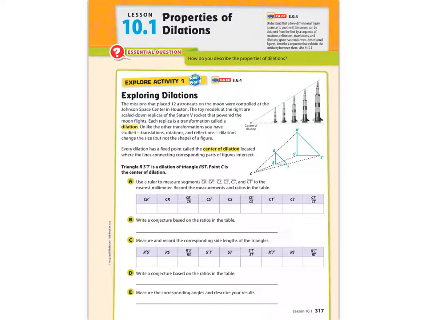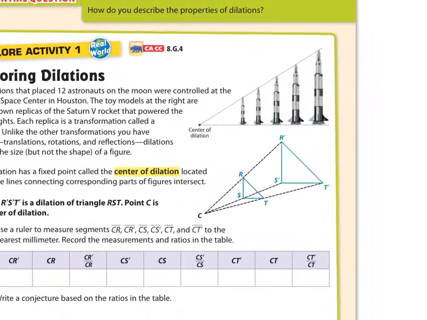So on this page, it's going to define what a dilation is. A dilation is going to result in a different size figure. Compare that to the previous three transformations, where the image ends up being the same exact size and the same exact shape. Here we're going to get the same shape, it's just going to be a different size. And so let's take a closer look at some of these pictures right here.